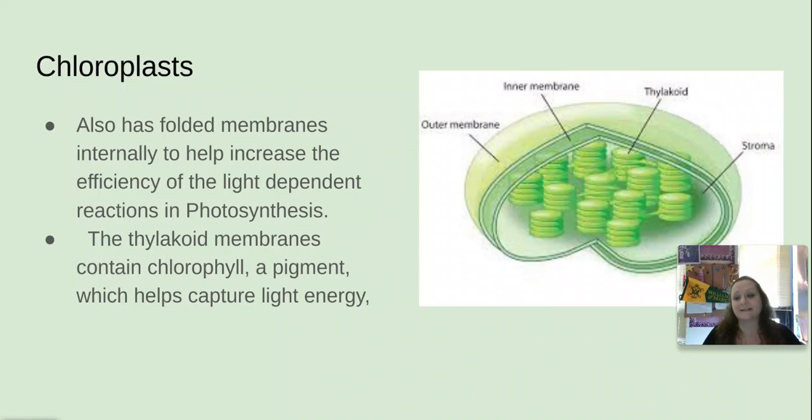Chloroplasts are another example of these inner membranes. Instead of having folded inner membranes, they actually create multiple stacks of discs called thylakoids. And these membranes allow for light-dependent reactions and photosynthesis. So having the thylakoid membranes, which also happen to contain the chlorophyll, which is that pigment that helps capture light energy, this actually increases the efficiency of photosynthesis.